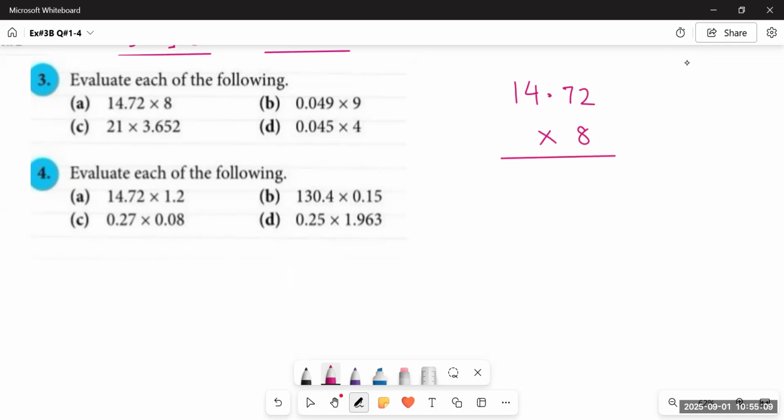All we need to do is we just have to look for how many decimal places do we have. Since we have only 2 decimal places out there, in the answer there would be 2 decimal places. Okay. What does it mean? It means we are going to put a decimal over here.